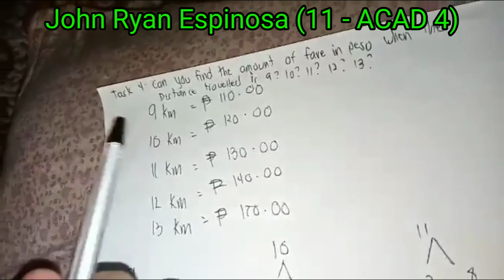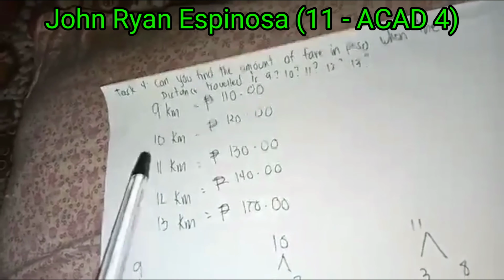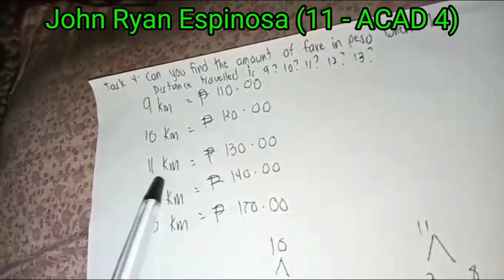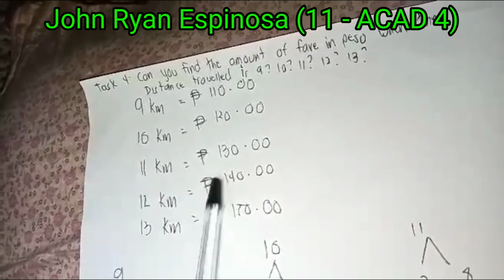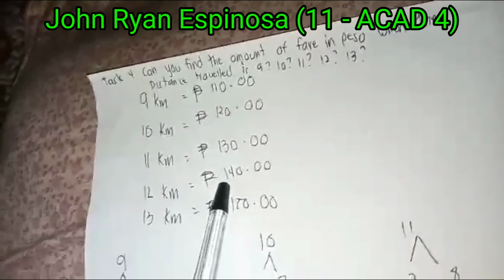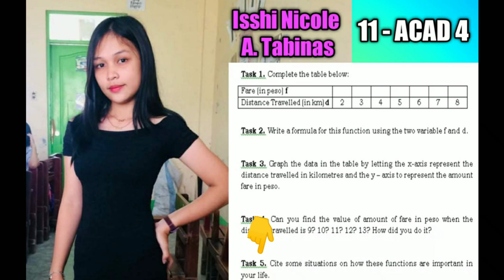So, ang value ng 9 kilometers is equal to 110 pesos, while 10 kilometers is equal to 120 pesos. In 11 kilometers, 130 pesos. 12 kilometers is equivalent to 140 pesos. And our 13 kilometers equals 150 pesos.